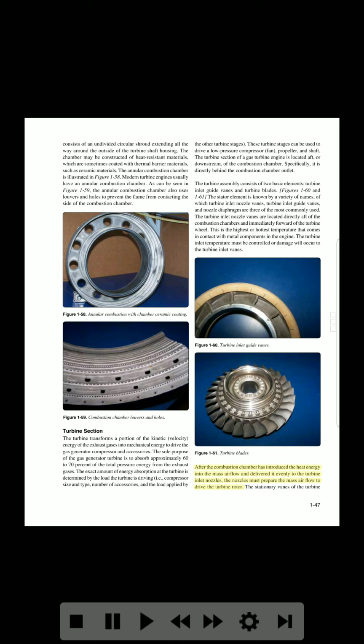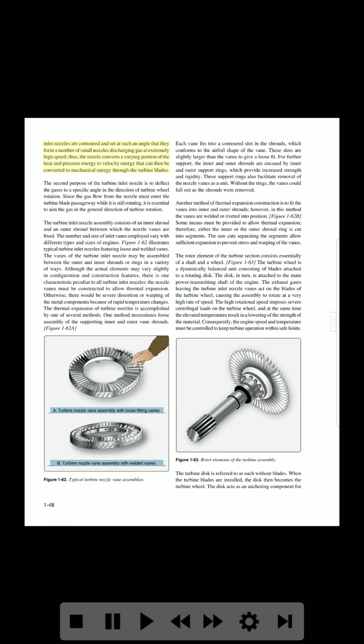After the combustion chamber has introduced the heat energy into the mass airflow and delivered it evenly to the turbine inlet nozzles, the nozzles must prepare the mass airflow to drive the turbine rotor. The stationary vanes of the turbine inlet nozzles are contoured and set at such an angle that they form a number of small nozzles discharging gas at extremely high speed. Thus, the nozzle converts a varying portion of the heat and pressure energy to velocity energy that can then be converted to mechanical energy through the turbine blades.